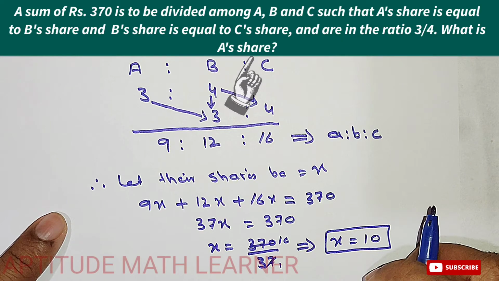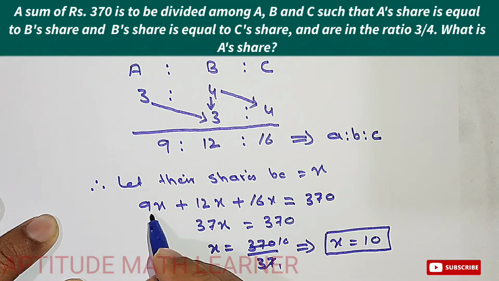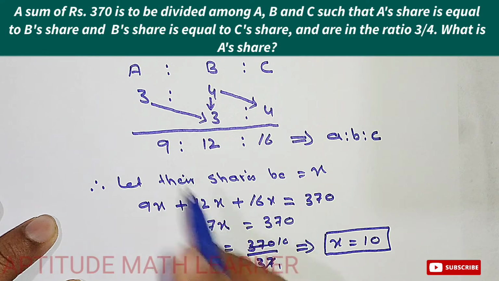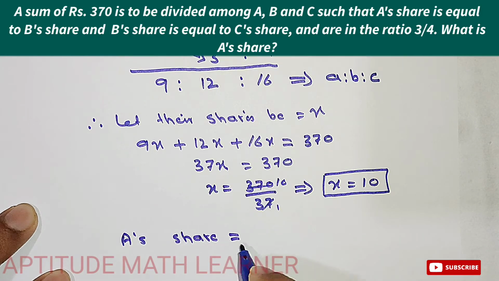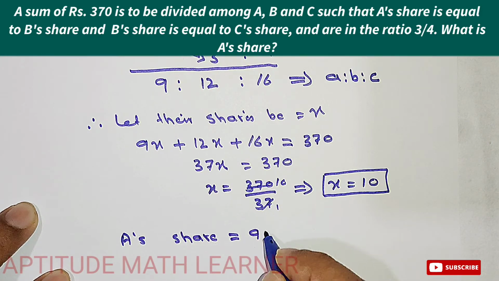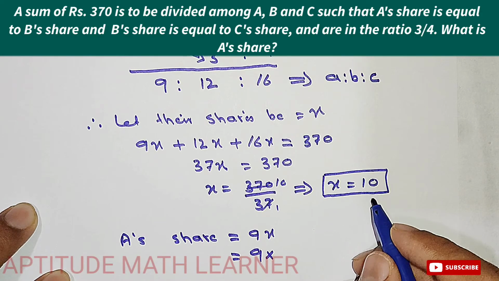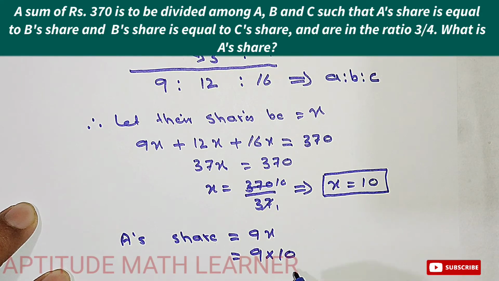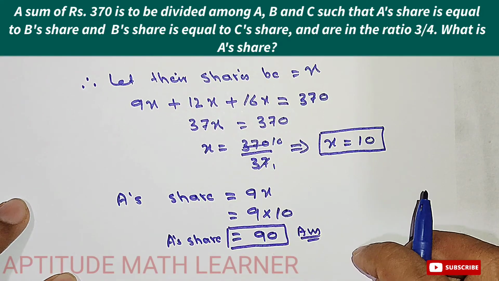The final thing we have to do is find A's share. A's share is in the ratio 9x, since A is in the ratio 9. So A's share is 9 multiplied by the value of x, which is 10, and A's share becomes 90. So this is A's share, and this is our answer. I hope you have completely understood.